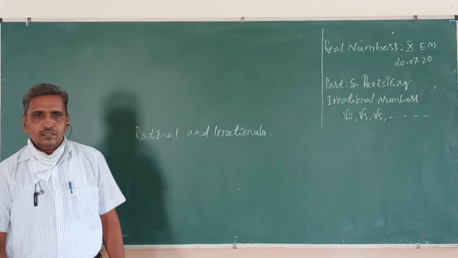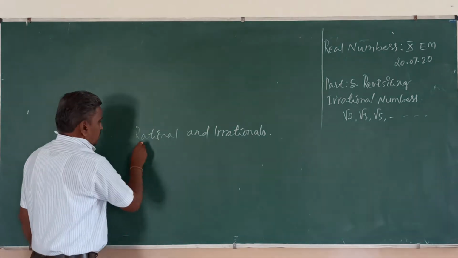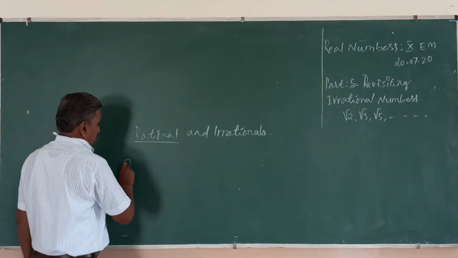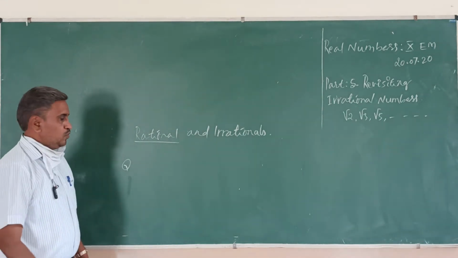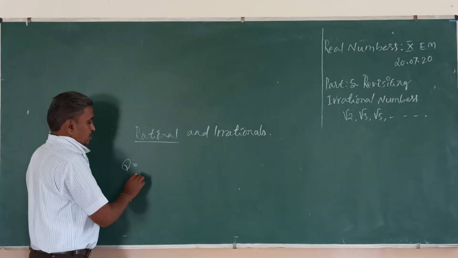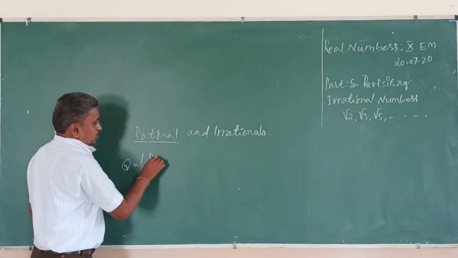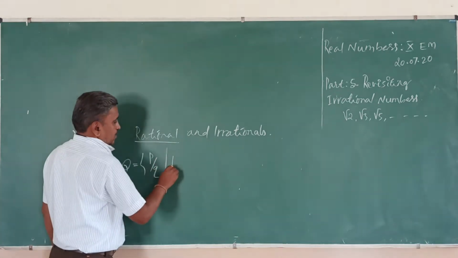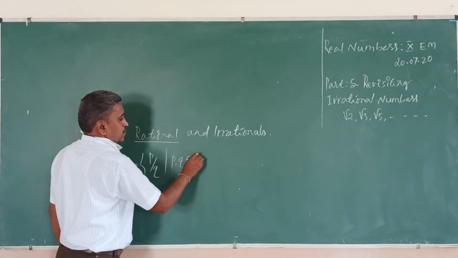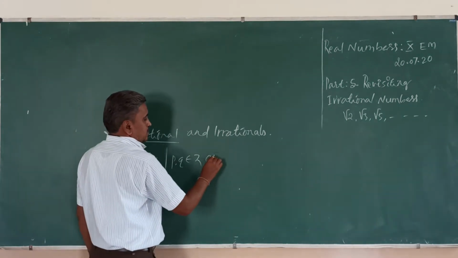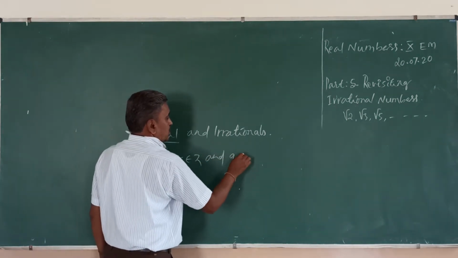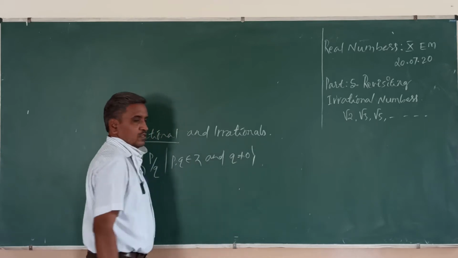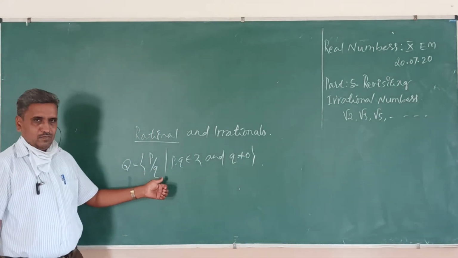So here, rational numbers are denoted by the symbol Q. You can define them as numbers in the form of p by q, such that p and q are integers and q is not equal to 0. These are said to be rational numbers.